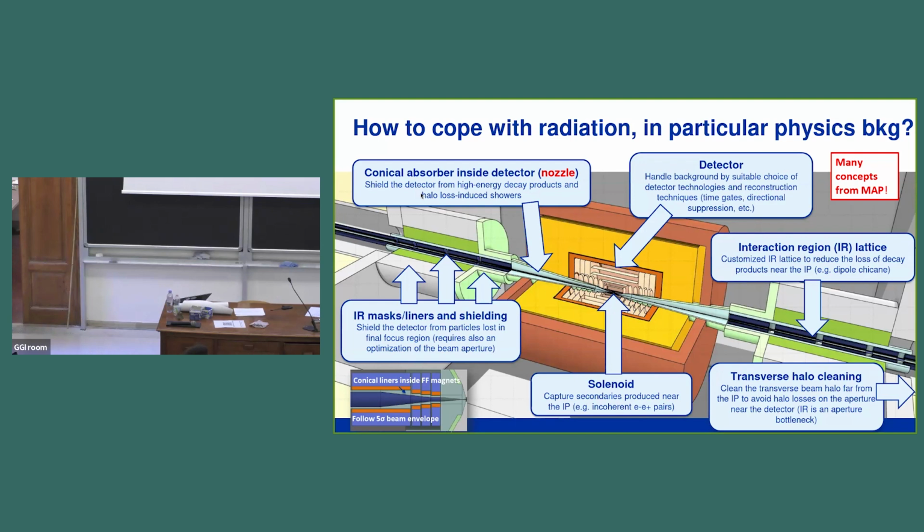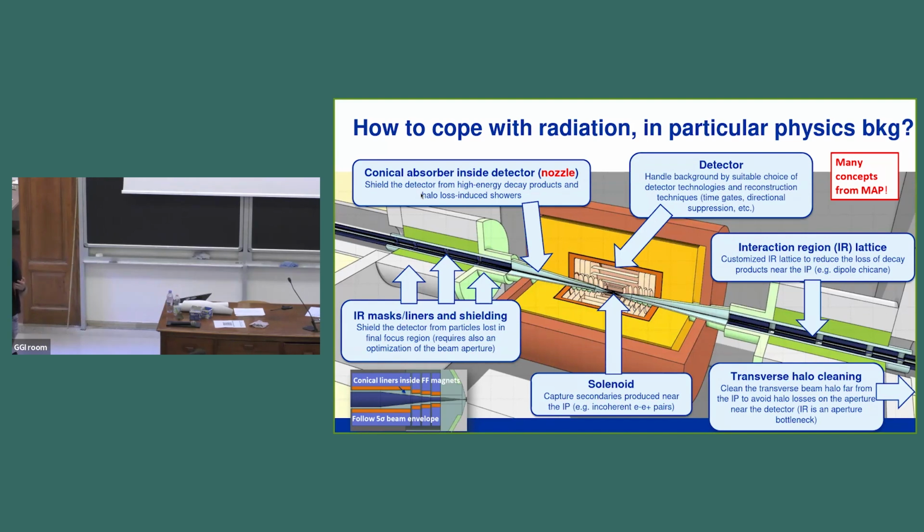First, I think everybody in this room has already heard about these nozzles. These are the forward conical shielding elements, and they shield the detector from high energy decay products, but also from secondary showers produced by beam halo losses. Then we need these conical liners on the inside of the magnets. They follow the 5 sigma beam envelope, and they protect the magnets.